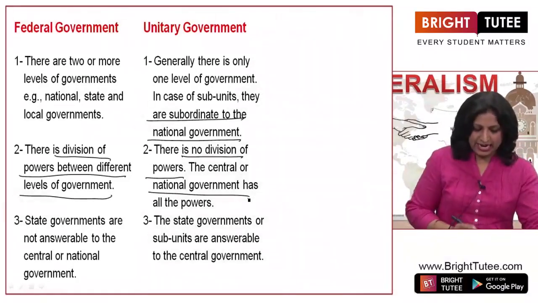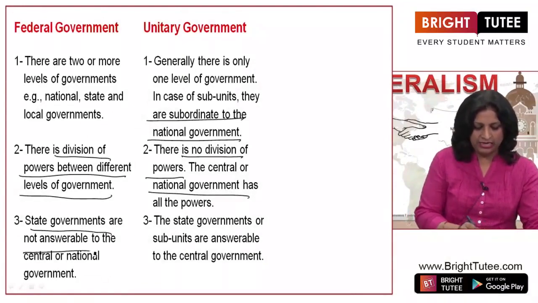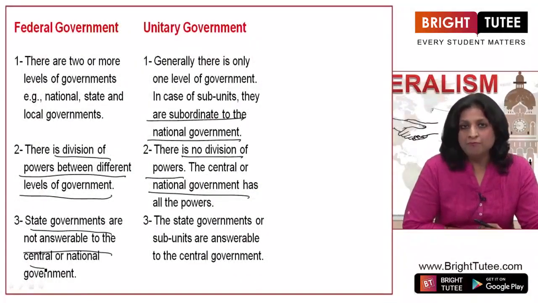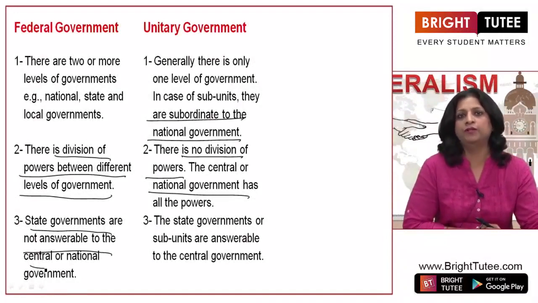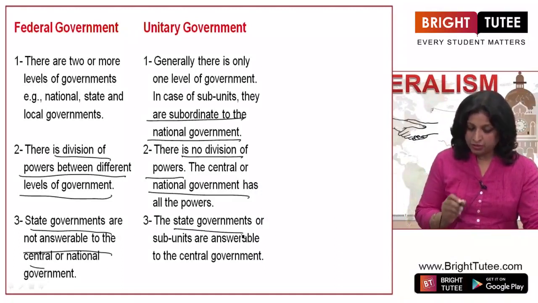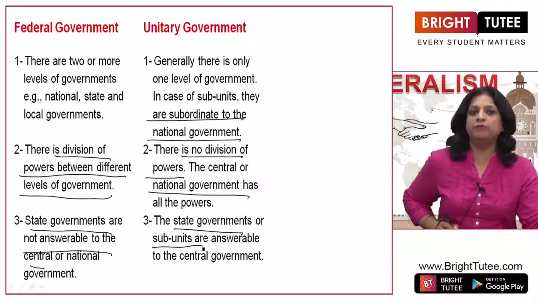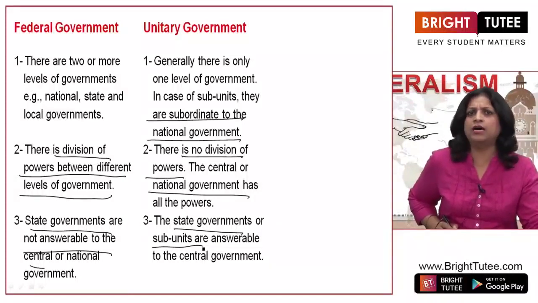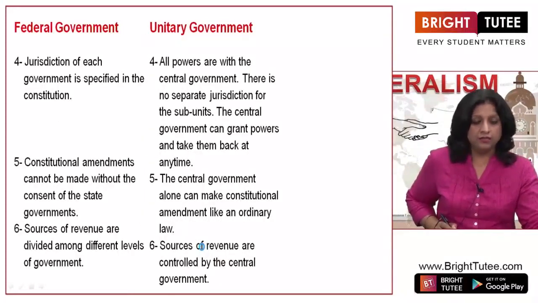Now the third: state governments are not answerable to the central or national government. They have their own jurisdiction, their own matters in which they govern the people. They are not subordinates. Whereas in the unitary government, the state governments or subunits are answerable to the central government. It means they have to give a report of their working to the central government, and they cannot work on their own. For every matter they have to ask the central government. Another point: the jurisdiction of each government is specified in the constitution.